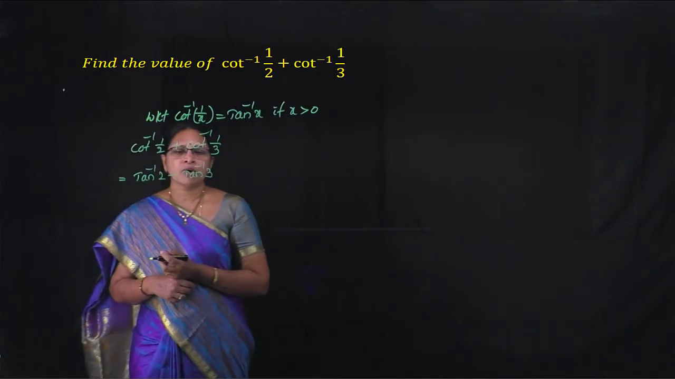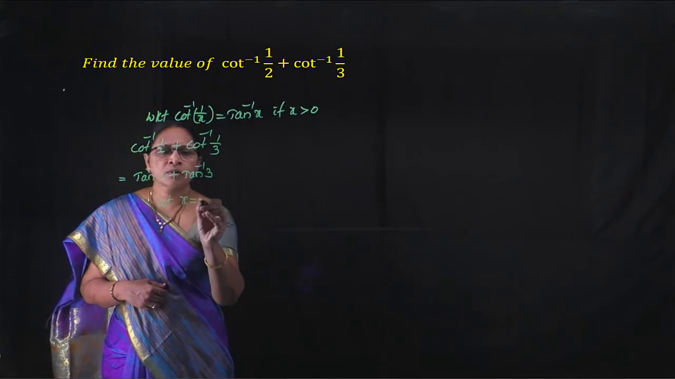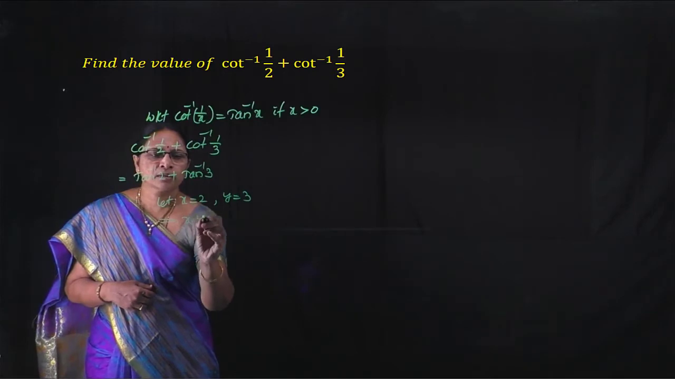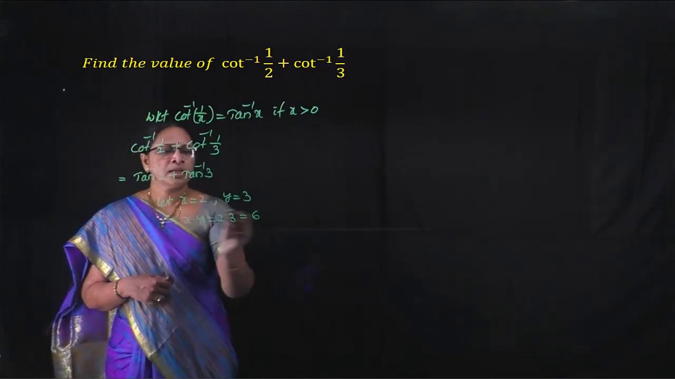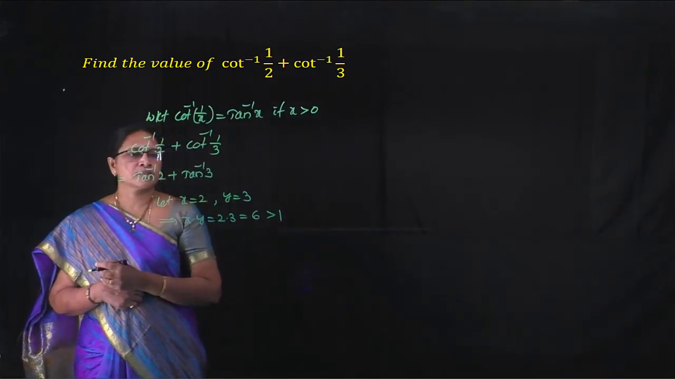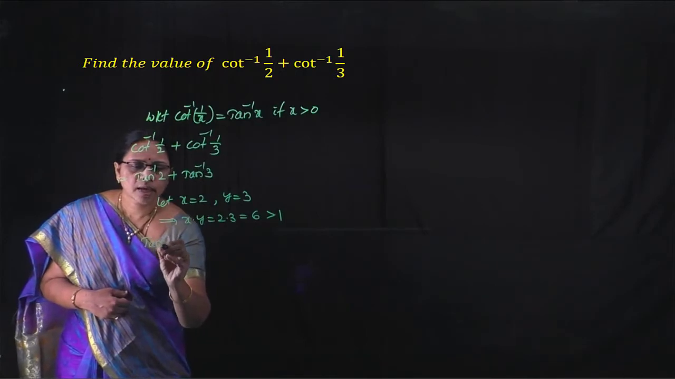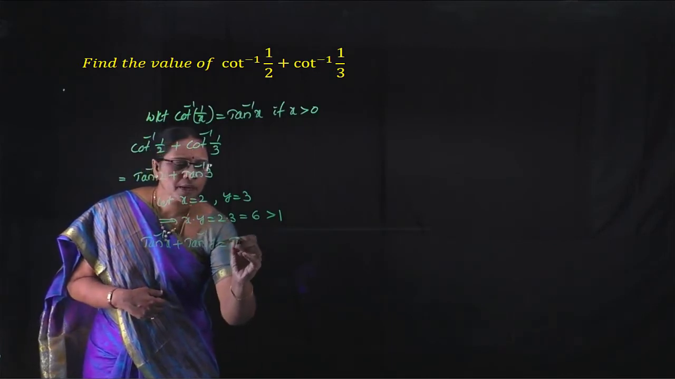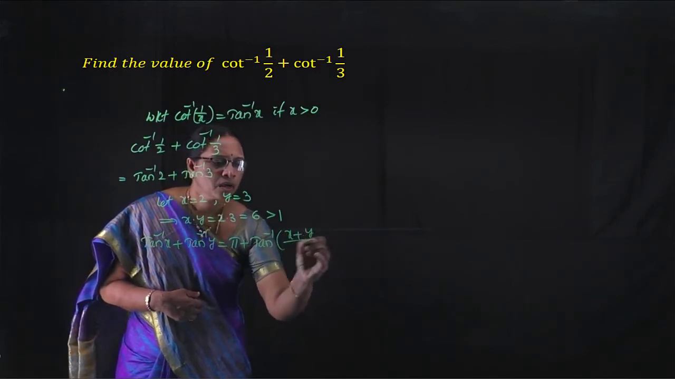Now it is in the form of tan inverse x plus tan inverse y. Let us take x equal to 2 and y equal to 3. This implies xy equals 2 into 3, that equals 6. Here xy is greater than 1. If xy is greater than 1, we know that tan inverse x plus tan inverse y equals pi plus tan inverse of x plus y by 1 minus xy.